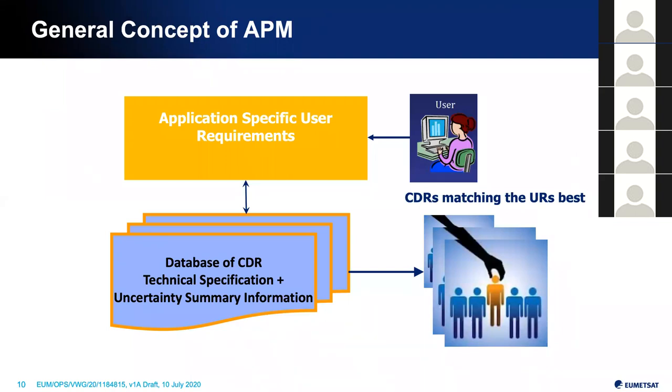Next slide. The concept is very simple. The user provides their own user requirements to this machinery. Then the machinery looks in the database of climate data records, technical specifications that are available, and some uncertainty summary information, which is actually the most tricky bit to have in a homogeneous form for different data sets. The output would be the CDRs matching these user requirements best. There would never be any perfect fit, but it is also an educational activity to see what is really matching and what is not.